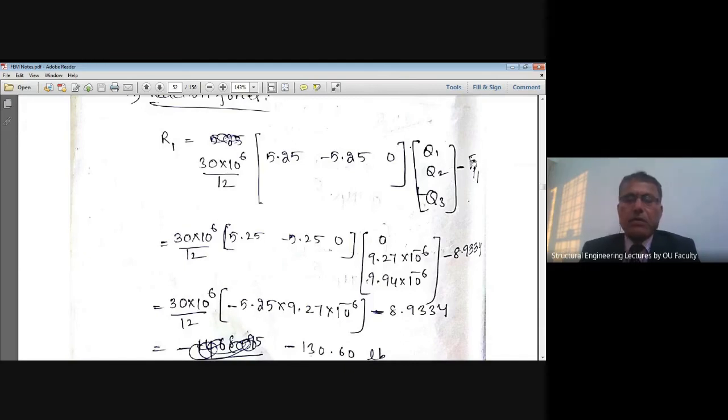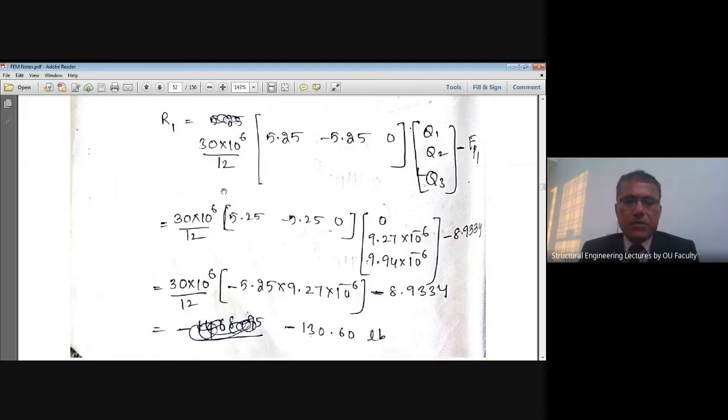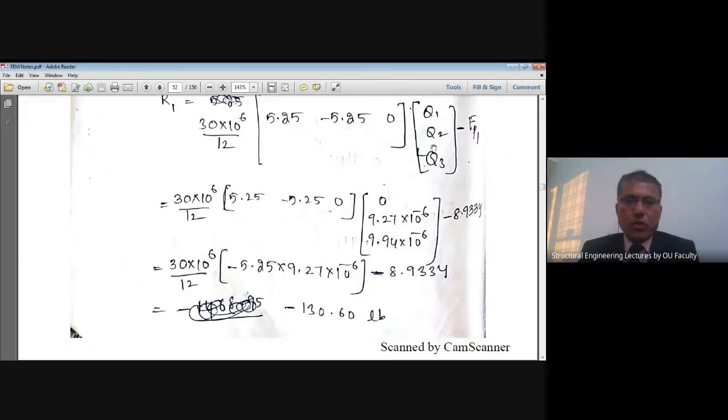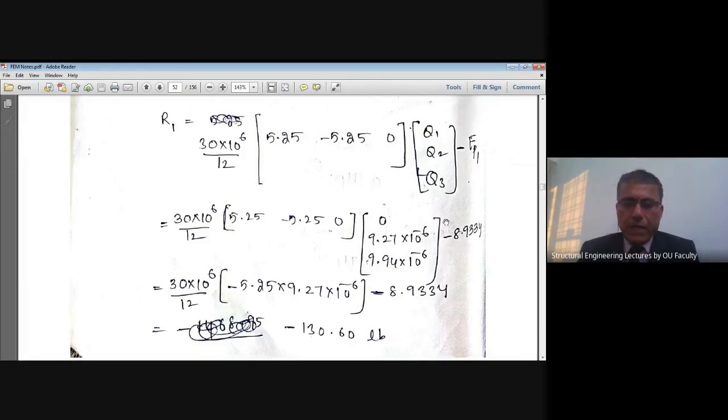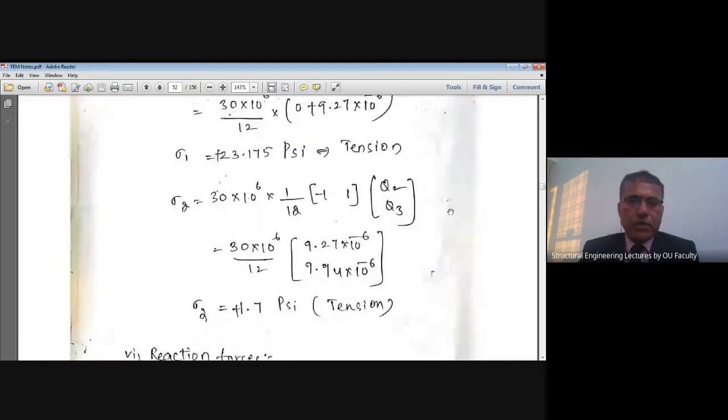FP1. What is the force that is already acting at that degree of freedom? If I deduct that, the difference will go in the form of reaction along that first degree of freedom. Hence, substituting Q1, Q2, Q3 here, and in the global load vector along the first degree of freedom, we have already seen that 8.9334 force is already there.